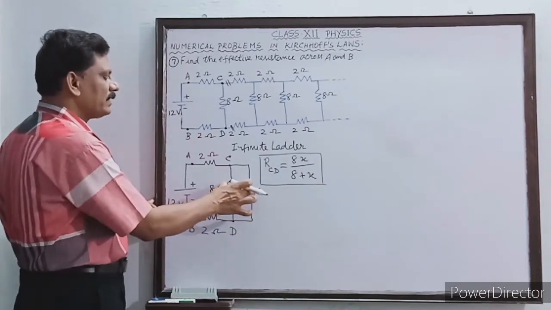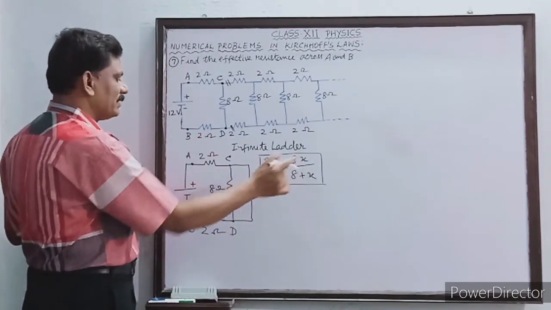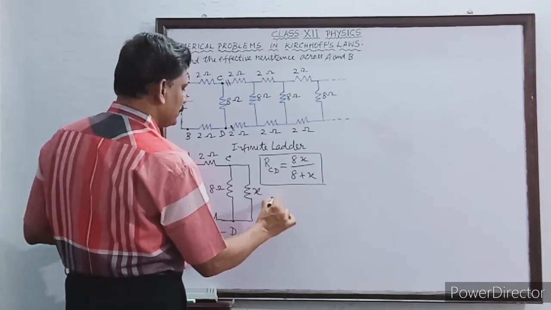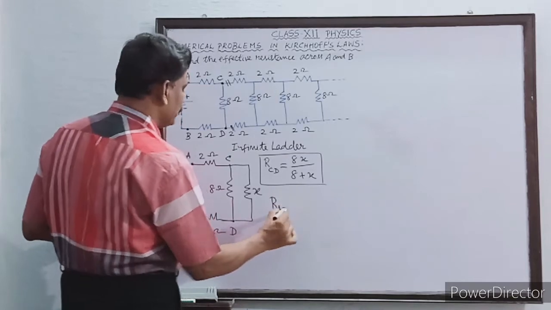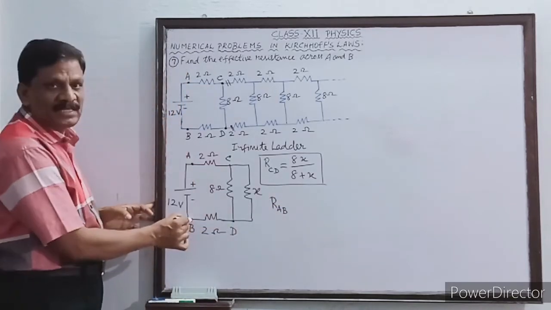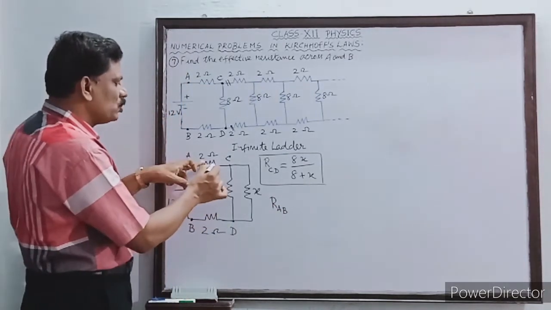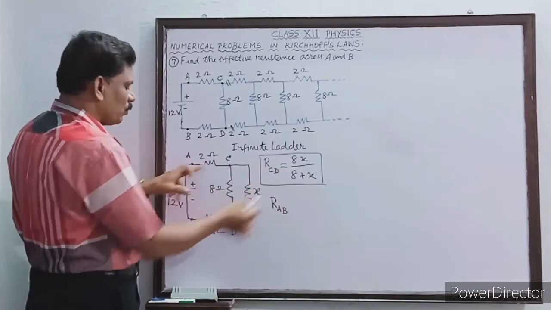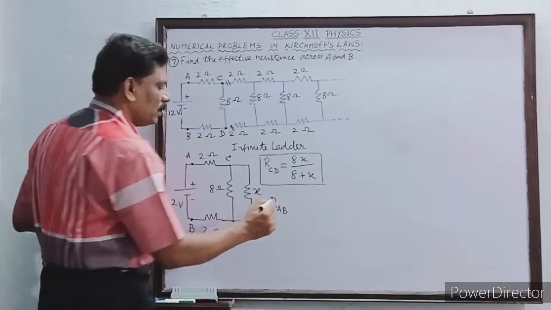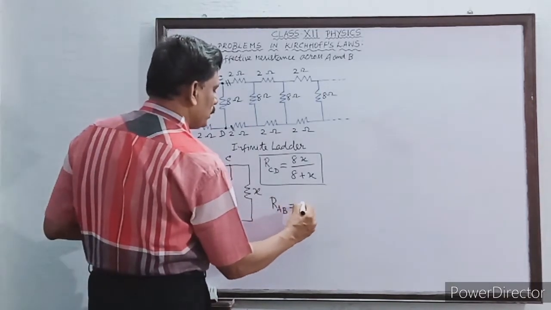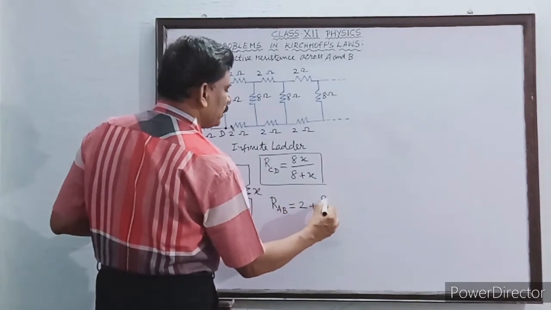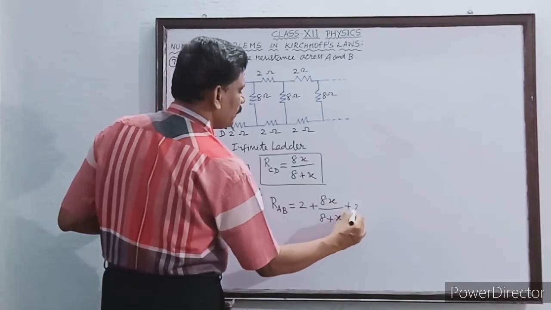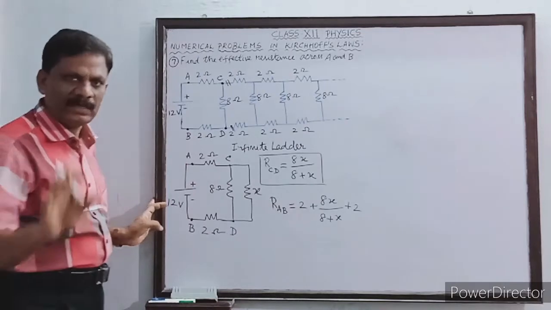So these two resistors can be eliminated by this resistance. Therefore, now the resistance between A and B, that is RAB, must be equal to the series combination of this 2 ohm and the parallel value 8x by 8 plus x ohm and 2 ohm. Okay, so this must be equal to what? 2 plus 8x divided by 8 plus x plus 2. Have you understood or not?